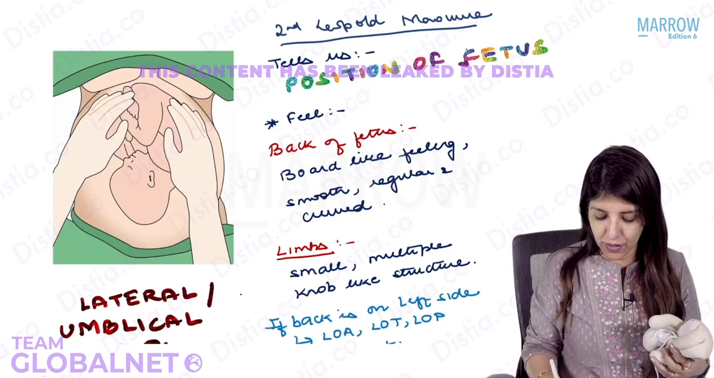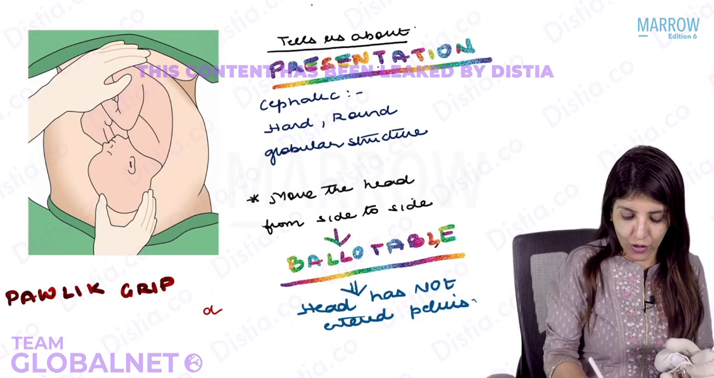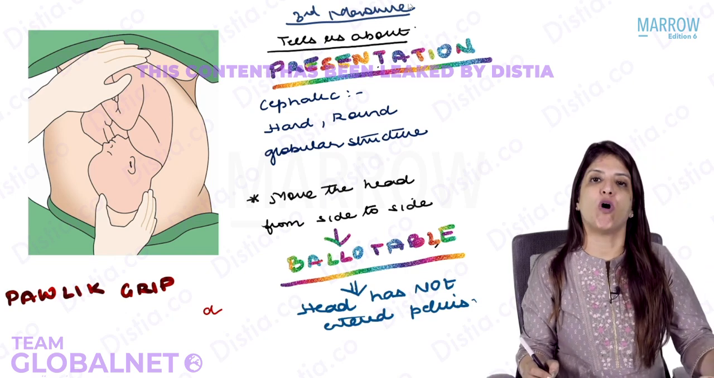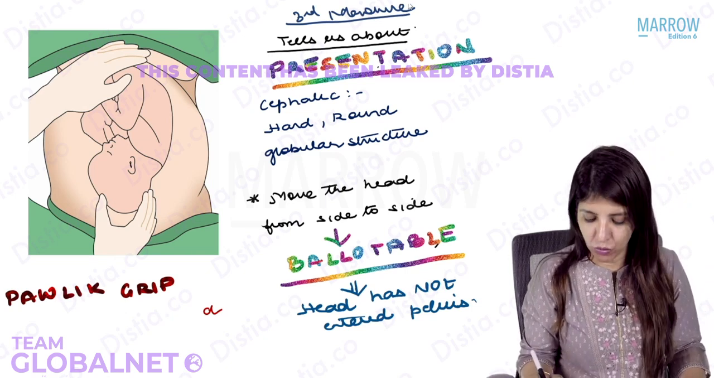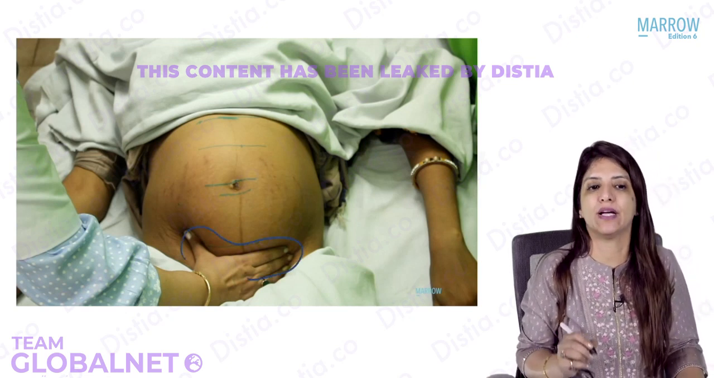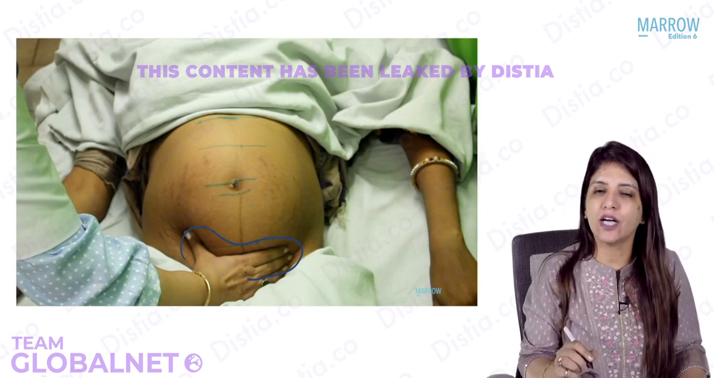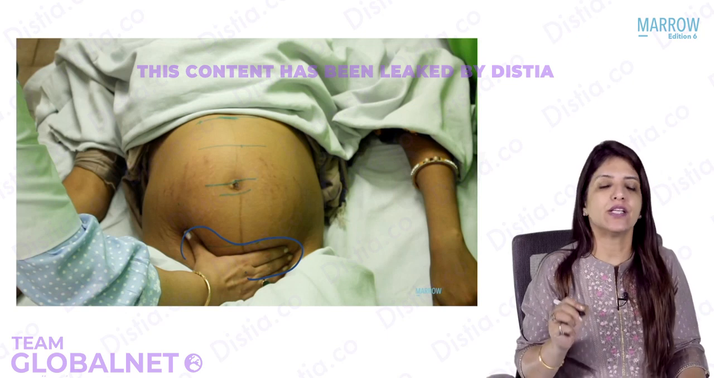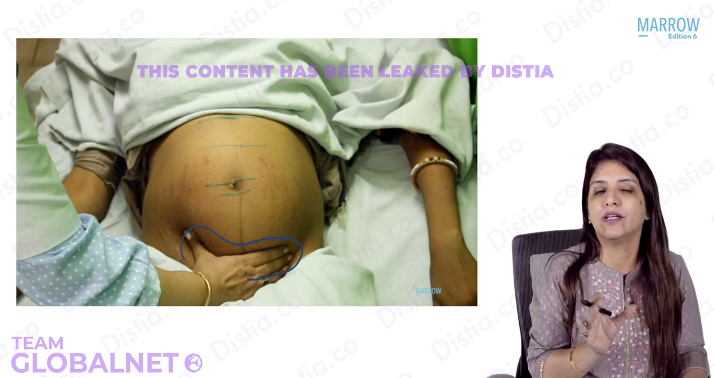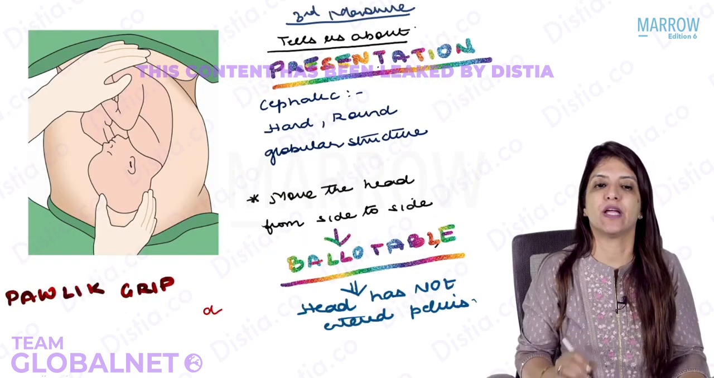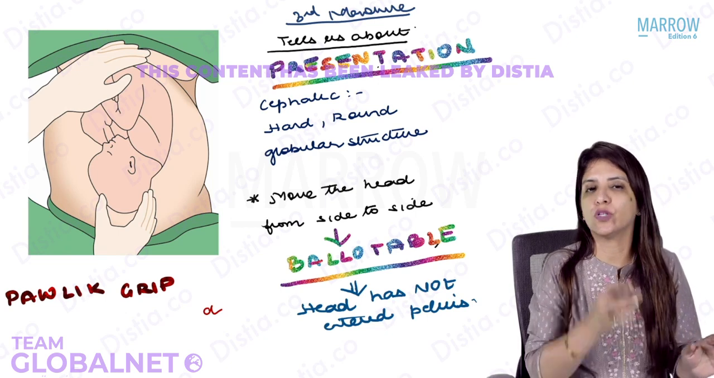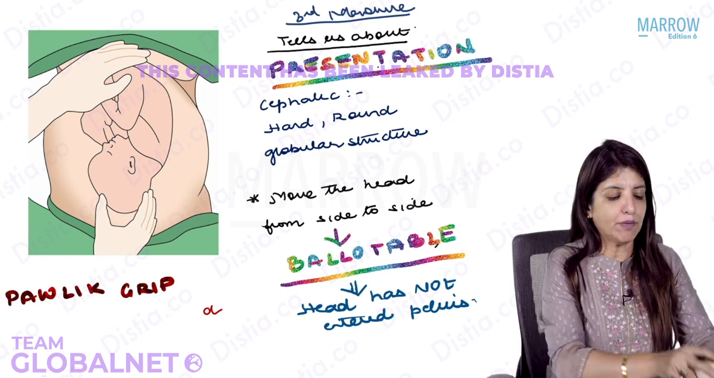Right. Then comes Leopold's third maneuver, which is called the Pawlik grip. For Leopold's third maneuver, you are going to put your hand in the pelvic area, right? It is done with a single hand, and that single hand is placed over the pelvic region. And what is it going to tell you? It is going to tell you about the presentation.